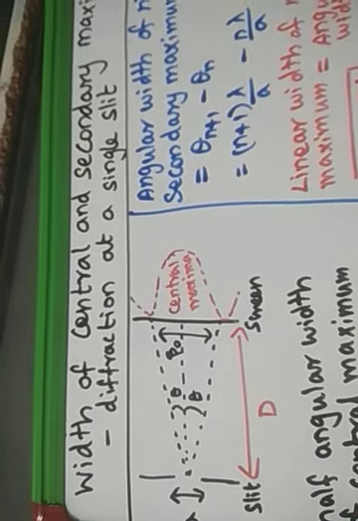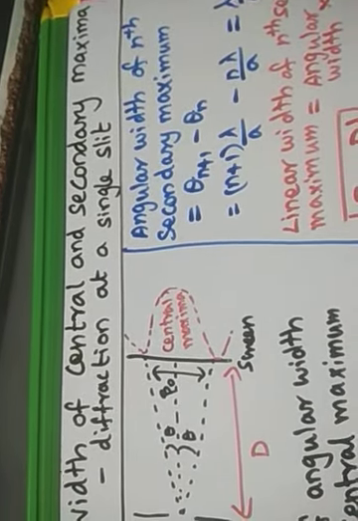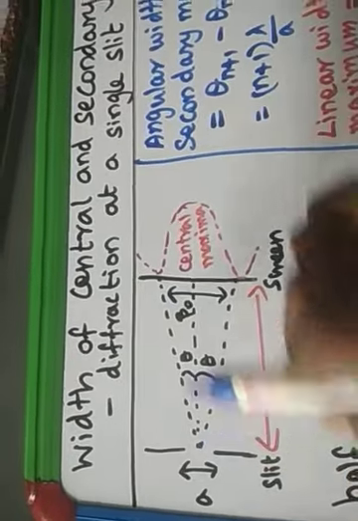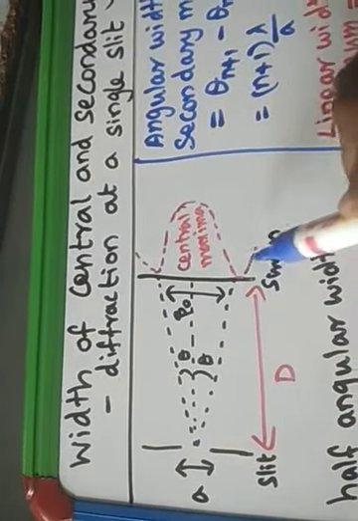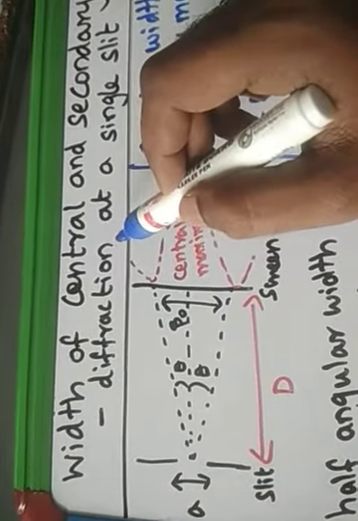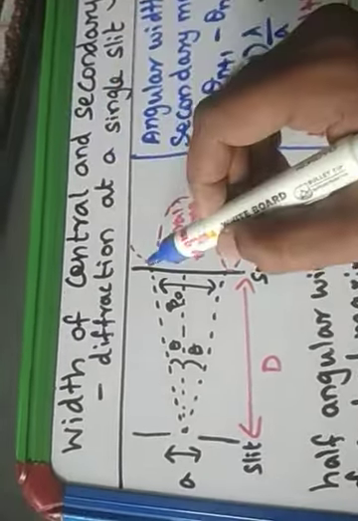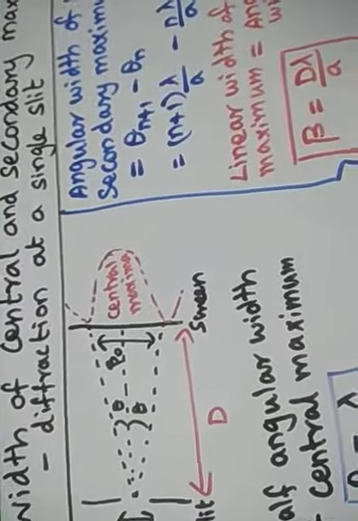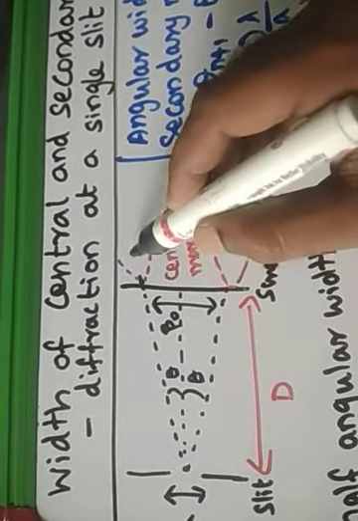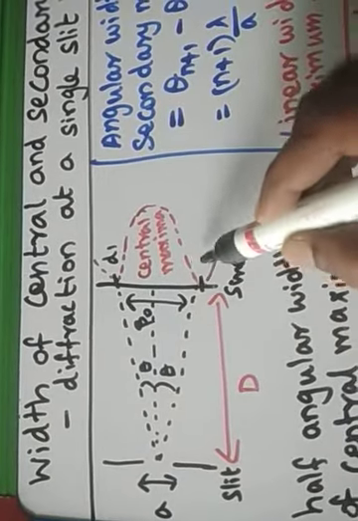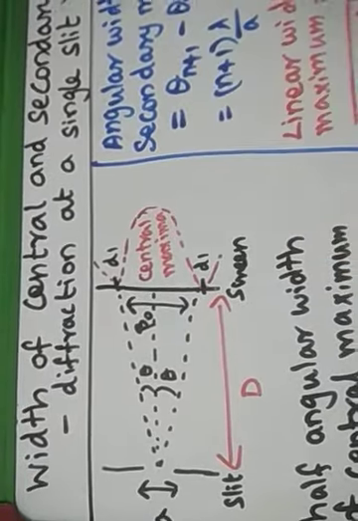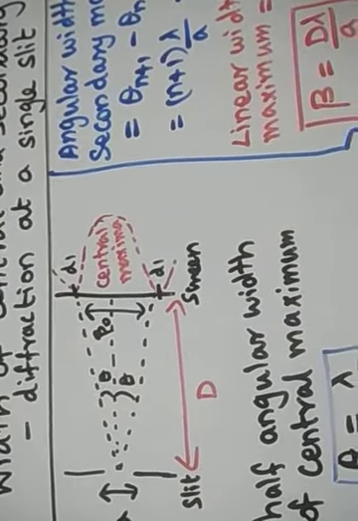Width of the central and secondary maxima in diffraction at a single slit. In the diffraction of the single slit, we have the central maximum. Again, the intensity decreases with the first secondary maximum and the second secondary maximum. This is the dark fringe. Here we get the first dark. This point is a first dark, this point is a first dark. Then we have a maximum. So this is the central maximum.